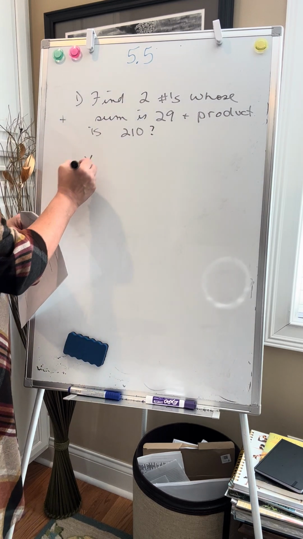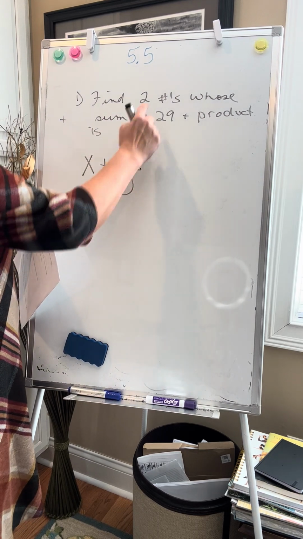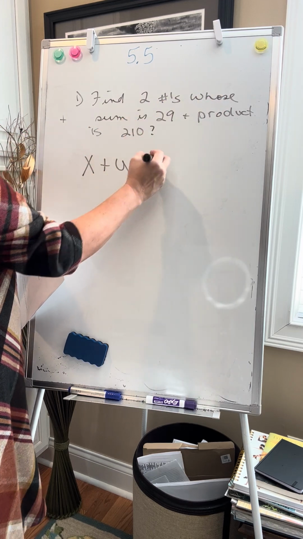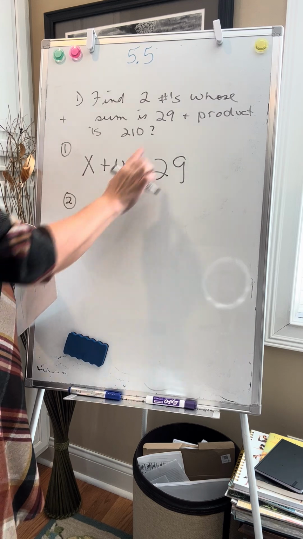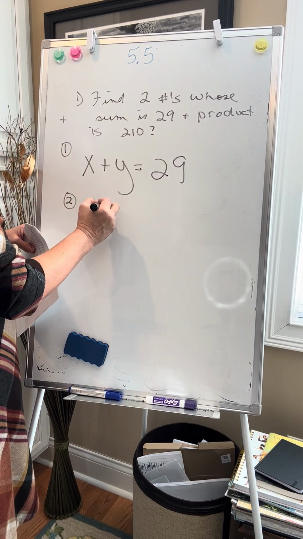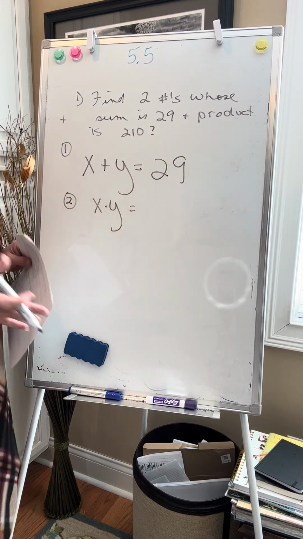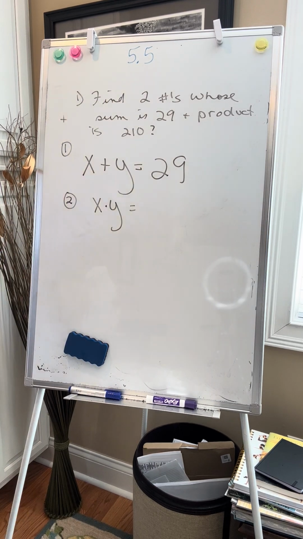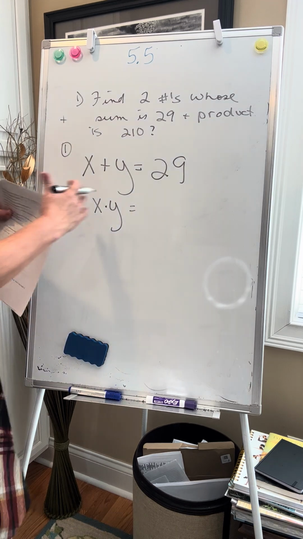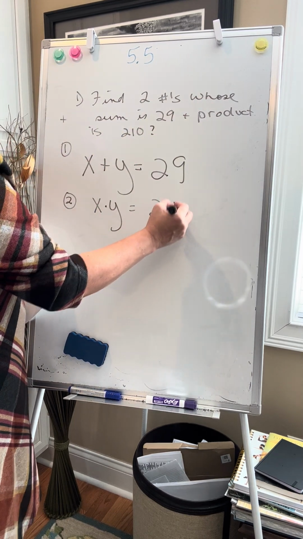So we've got two numbers. Let's say they're an x and a y, and it says they sum or add to be 29. So that's one clue. The second clue is their product, which means x times that y, just any two numbers. It could have been a and b or whatever letters you like. Multiplied, product means multiply, is 210.